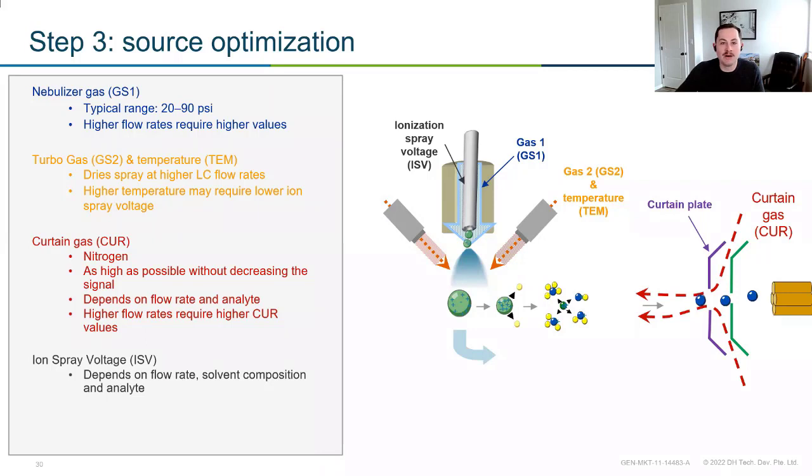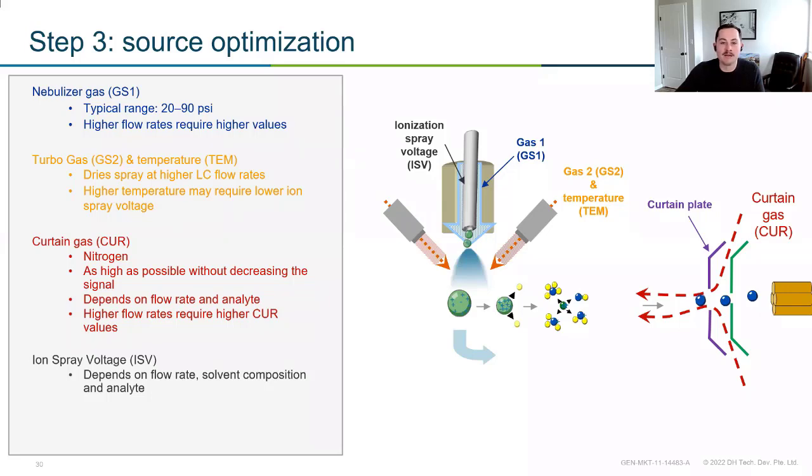We talked a lot about our source conditions last time in the sense of what they are, but just to briefly reintroduce them, we're going to be optimizing for these 5 parameters primarily. Our GS1, which is what's going to help us create that nice spray that's going to let us ionize our compound.